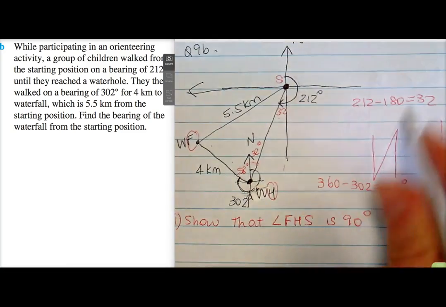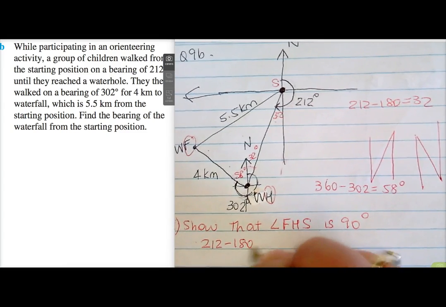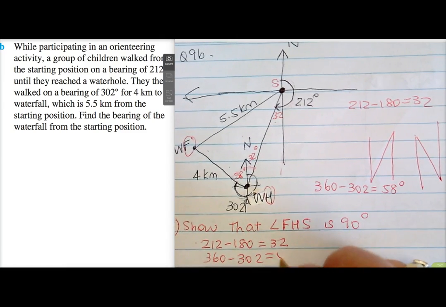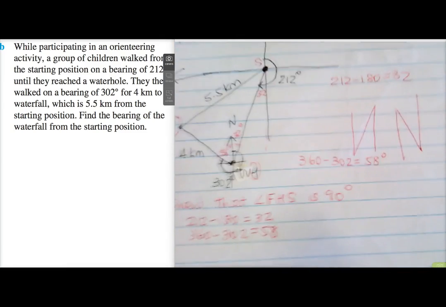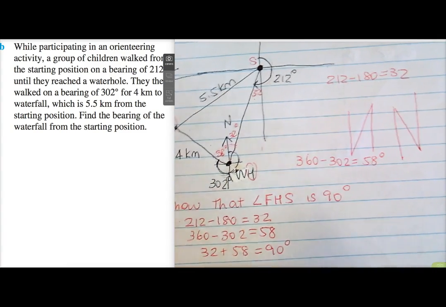And so your working needs to be like that. So in your working, you would have this. 212 minus 180 is 32. 360 minus 302 is 58. And then you would go 32 plus 58 is 90. Got it?